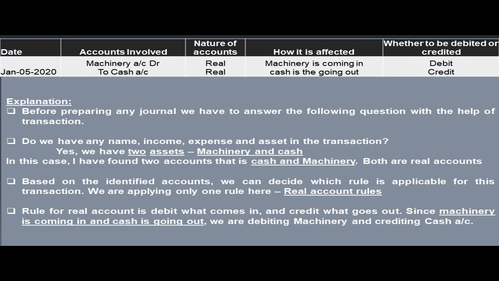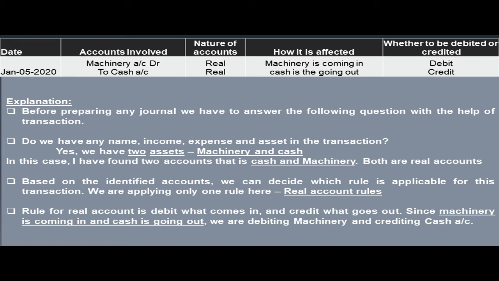Now we will see the explanation of this journal. As usual, before preparing any journal, we have to answer one question with the help of the transaction. That is, do we have any name, income, expense or asset in the transaction? In this transaction, we have two assets, that is machinery and cash. Both are real accounts. Based on the identified accounts, we can decide which rule is applicable for this transaction.